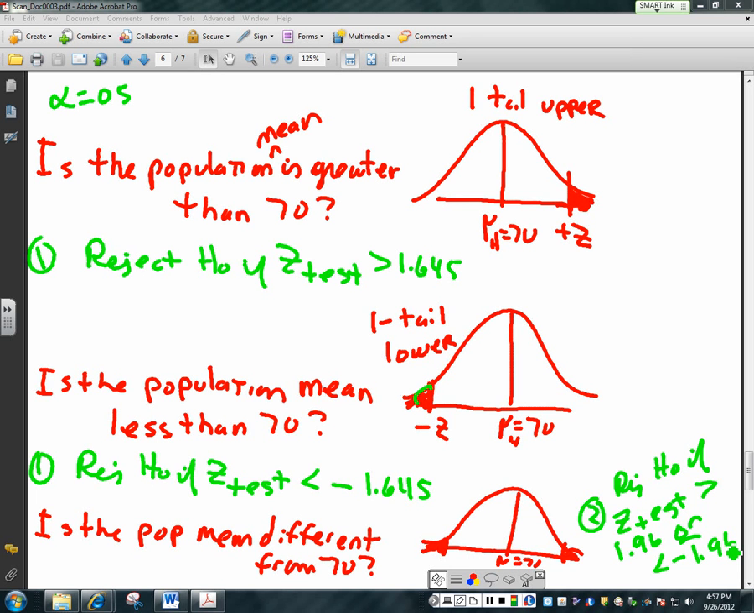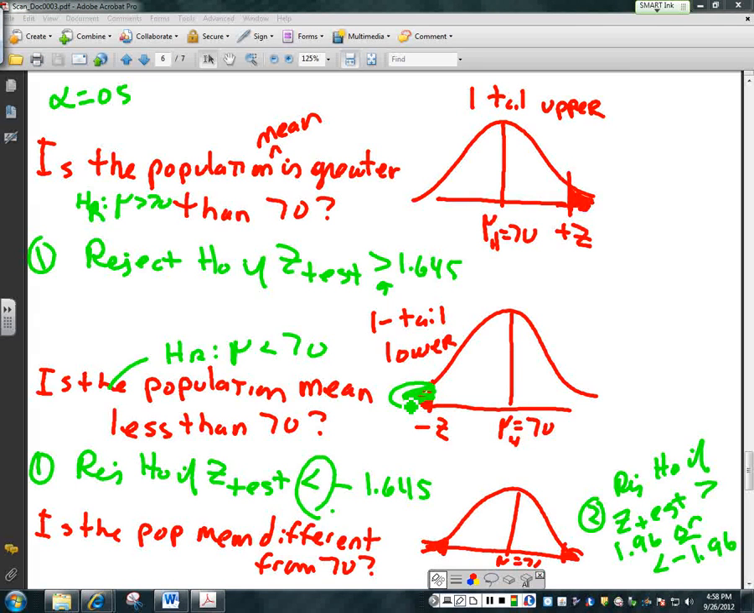Is the population mean greater than 70? So HR would have been mu greater than 70, one-tailed upper. Notice in the HR it's got a greater than right there. You're also going to have a greater than right there. In this one, you would have had HR mu less than 70. So when you get down here, you're going to have less than, and if you have less than, it's always going to be a minus because you're on this side of the distribution.